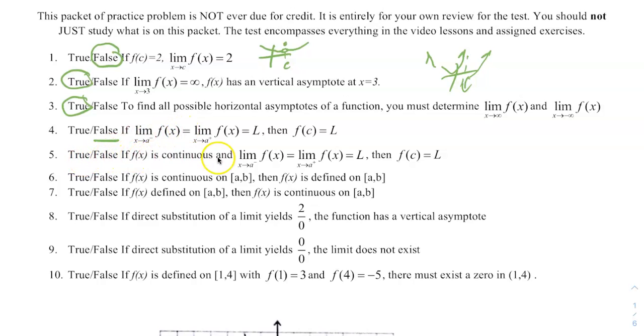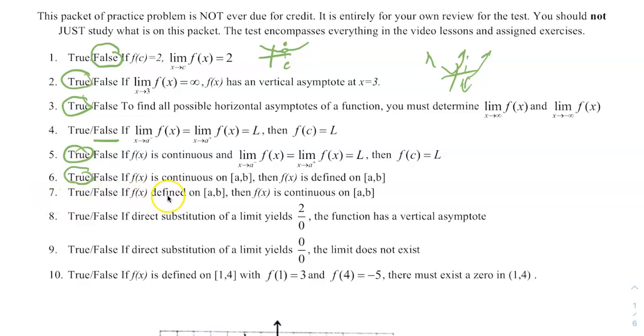True or false? If f of x is continuous and the limit from the left and the limit from the right equal L, then f of c equals L. That one is true. The key here being it's continuous. If it's continuous, the limit and the value are the same. True or false? If f of x is continuous on a and b, then f of x is defined on a and b. That is true. You can't have a hole because it's continuous. It's not possible to have a hole if it's continuous.